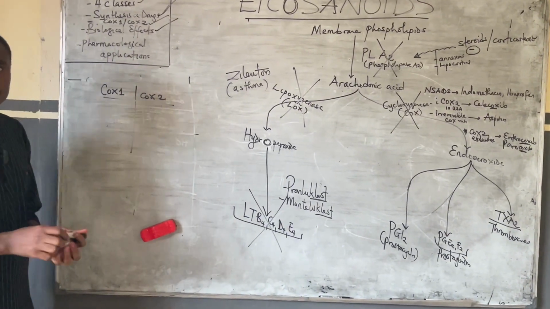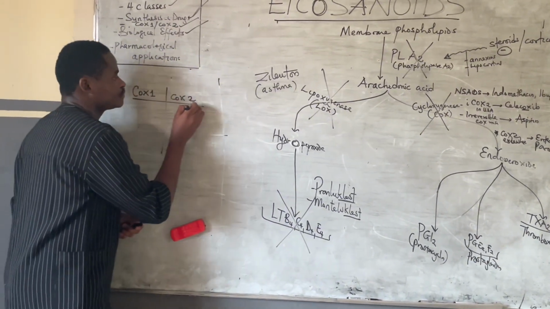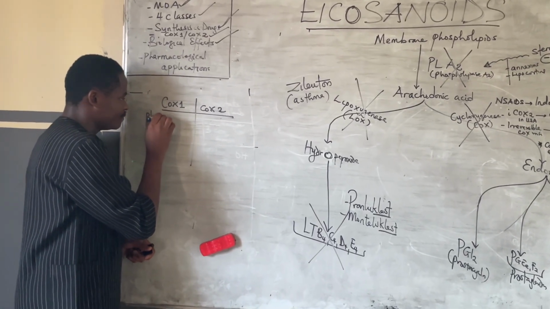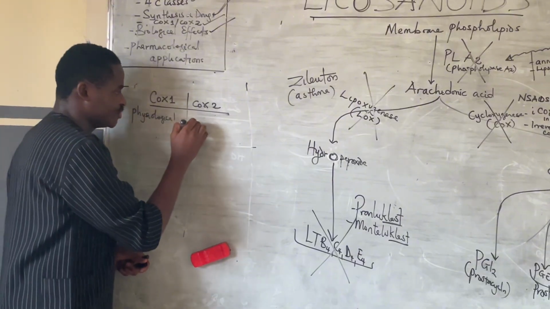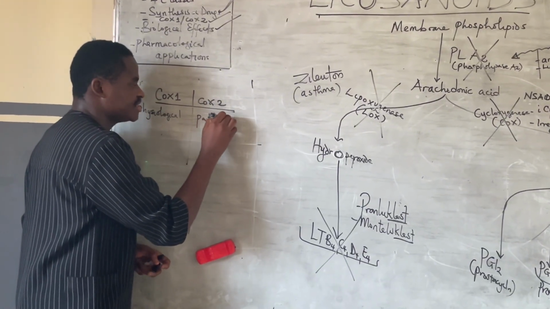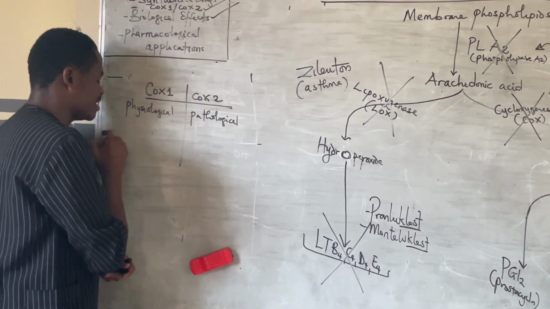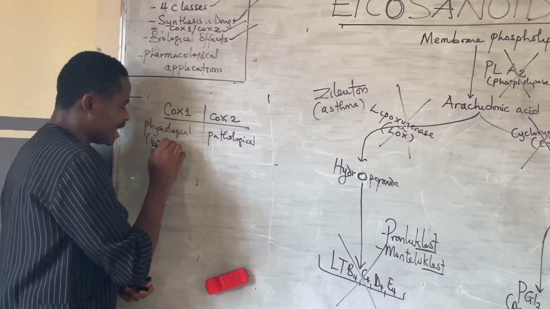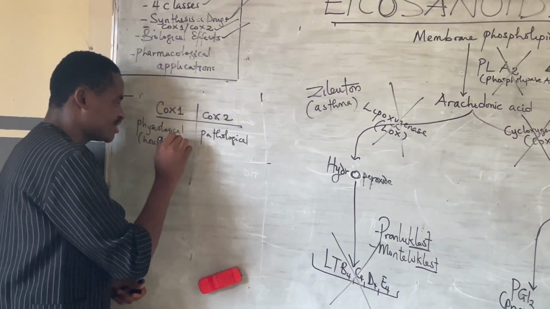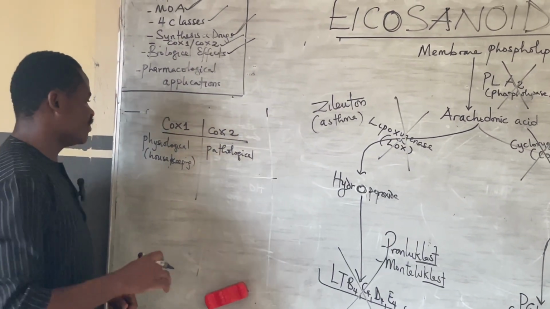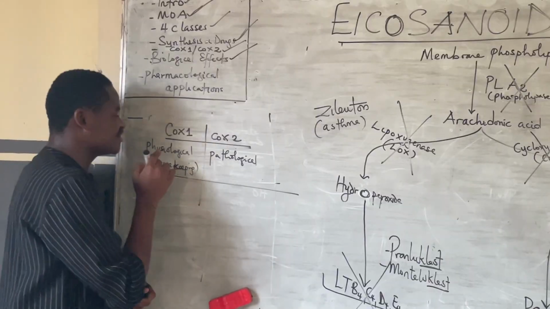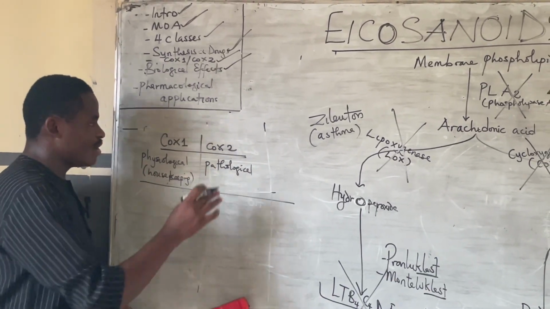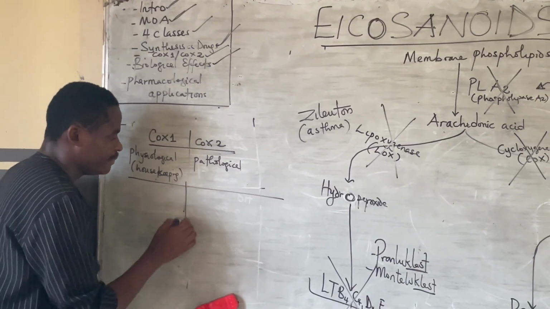Are we there? Now for cyclooxygenase 1, watch. COX-1 is physiological, while COX-2 is pathological. That means it is released in conditions like inflammation and what have you. Since it's physiological, it is also called a housekeeping enzyme, a housekeeping normal function, just like how housekeepers care for the homes. Likewise, physiologically, for the normal functioning of the body, COX-1 is needed, but COX-2 is only released in pathological conditions.